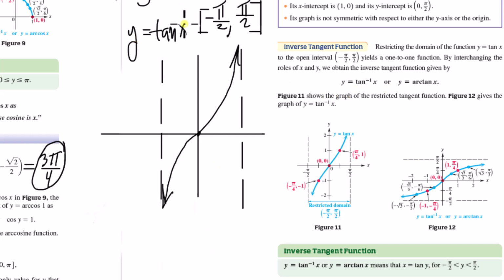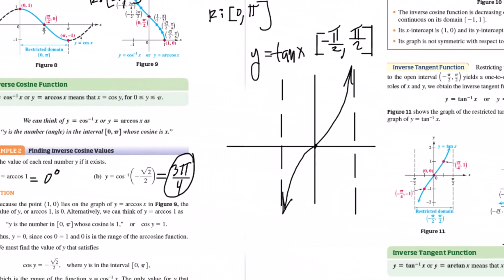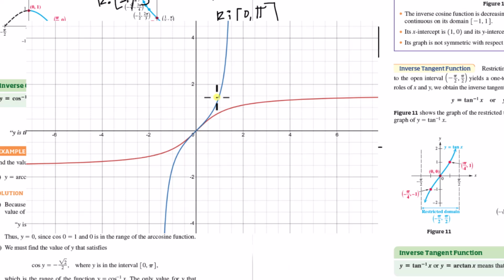You switch y with x like we did with sine, and then you apply the inverse, and that's how you get the inverse tangent function. y is equal to tangent minus 1 of x, or y is equal to arctangent x. And now the graph. Okay, so in blue, that's tangent x, and red is inverse tangent. And there's y is equal to x, and you can see the blue curve is just flipped about y is equal to x.